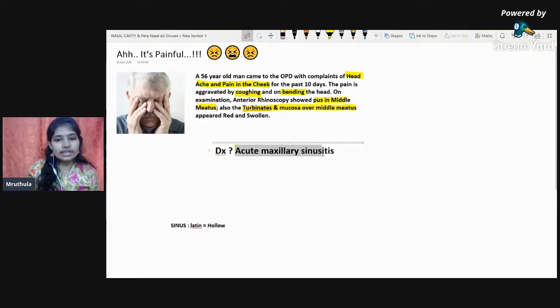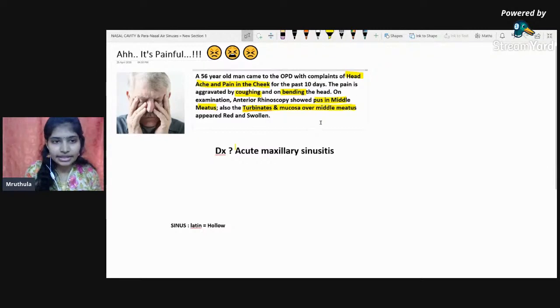Let me simplify this term for you. Acute, because this has happened only for the past 10 days, so we can call it acute. And it is sinusitis. We know itis means inflammation, so it is the inflammation of sinus, right? And maxillary, there are about 4 different types of sinuses in the head. Okay, so out of the 4, it is the maxillary sinus which has been inflamed, right? So we call it acute maxillary sinusitis.